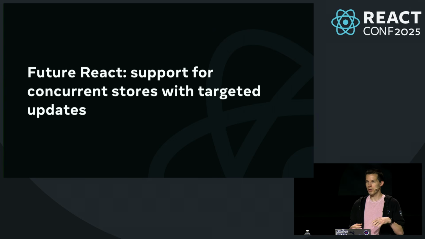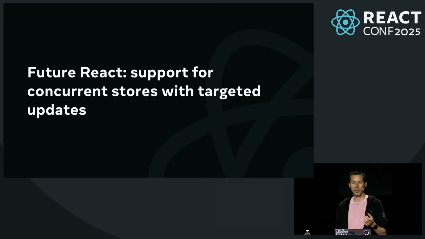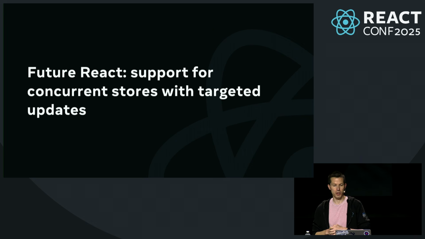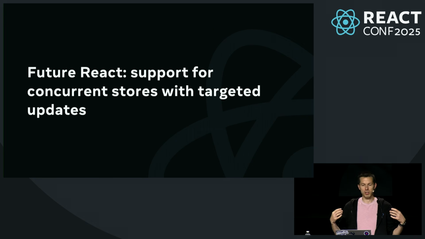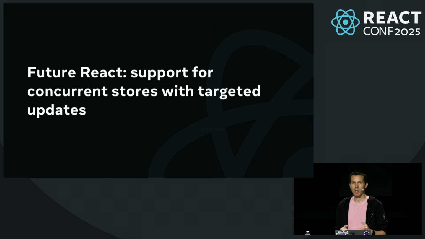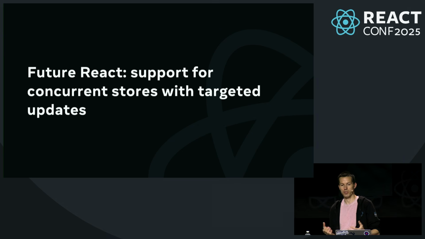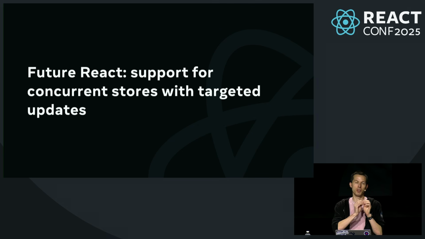Now, if you've tried using an external store with React today, you know that it can be a little bit tricky. useSyncExternalStore can de-opt out of concurrent rendering. So inspired by the research I've shared here, we're actively working on a new API to support concurrent stores. Specifically, we want to support concurrent stores that can do very targeted updates, which, as we saw, were so beneficial to performance.